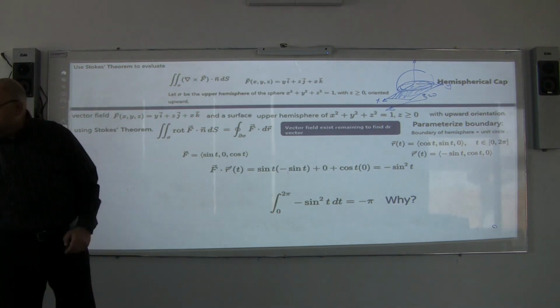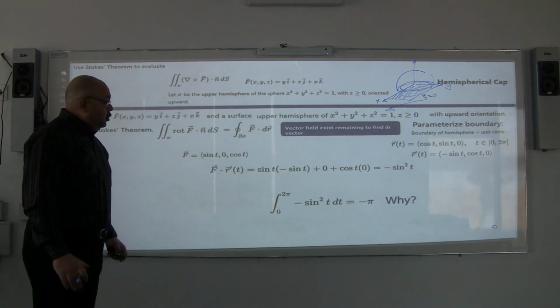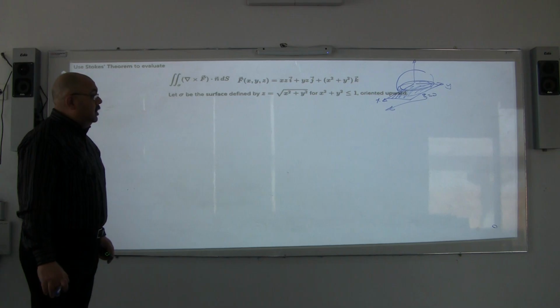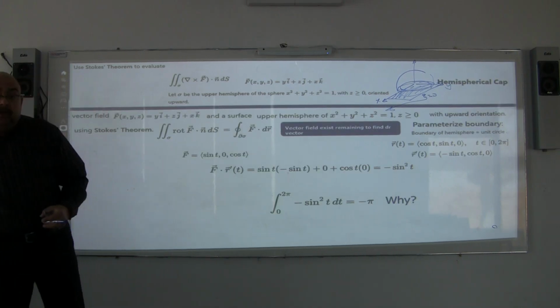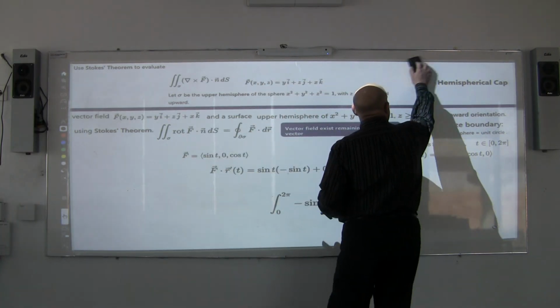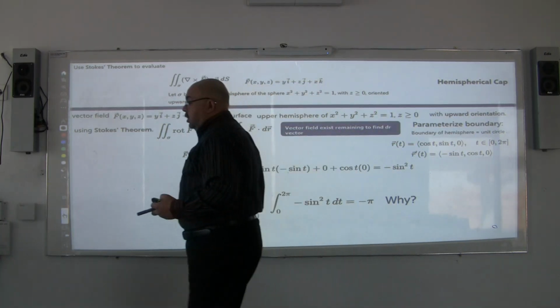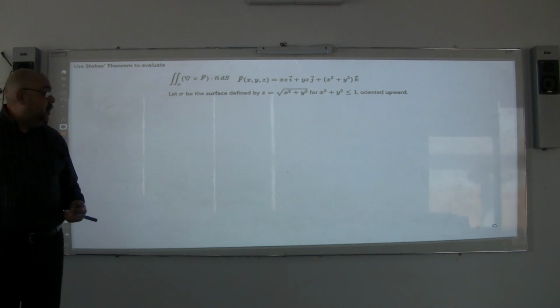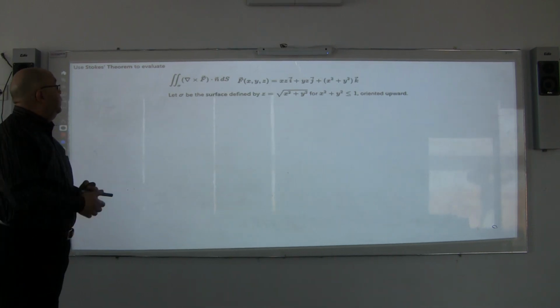So just remember the relation that I told you about, which connects sine square and the sine and the cosine of 2t. You will be able to integrate this. The result will be, as you can see, negative pi.